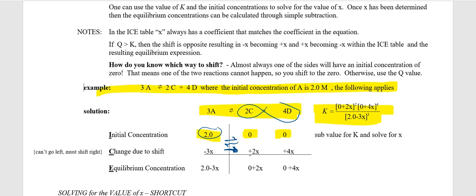Well, if you run to the right, you make C. Since it's a 2, it's plus 2x. You make D. Since it's a 4, it's plus 4x. Back here for A, we're going to use that up, and that's minus 3x. That goes back to Le Chatelier's principle: you have a shift, the stuff you're making goes up, and on the backside it goes down. These are pluses, those are minuses.